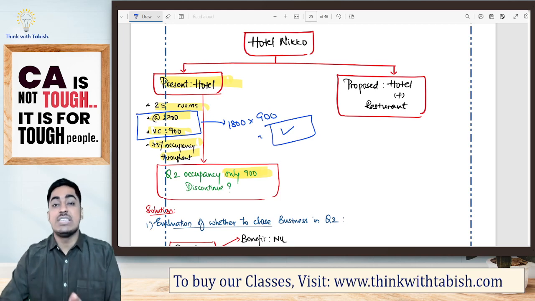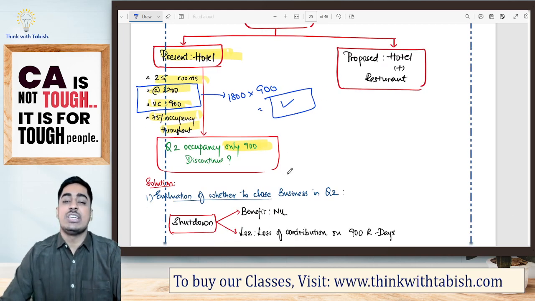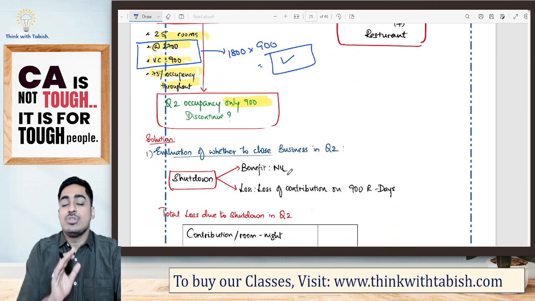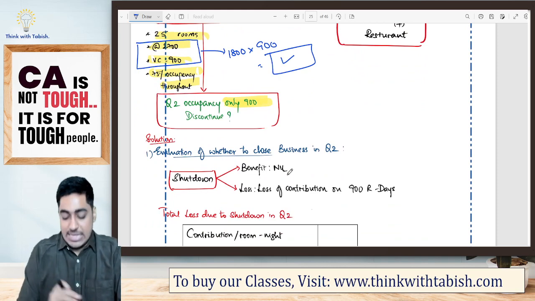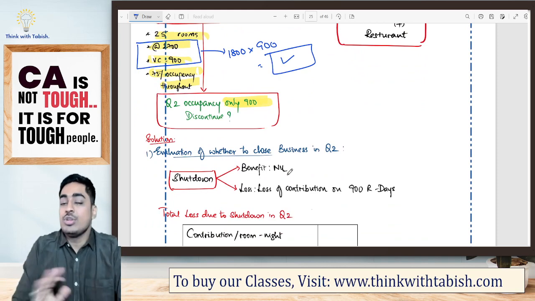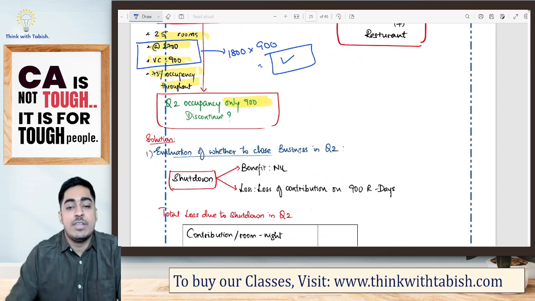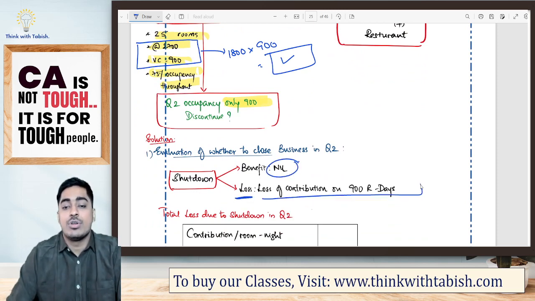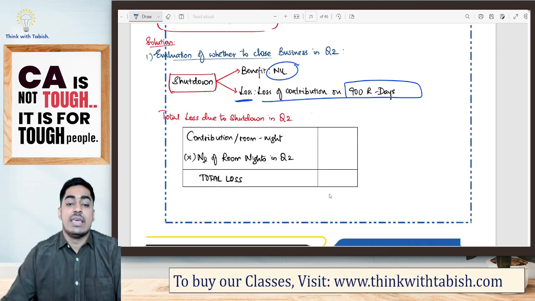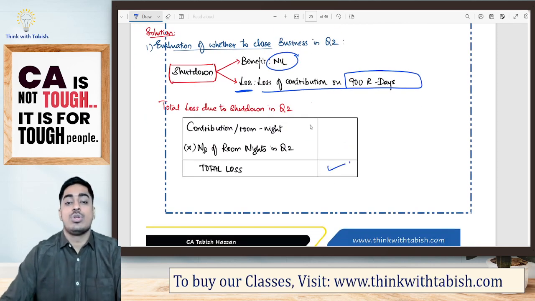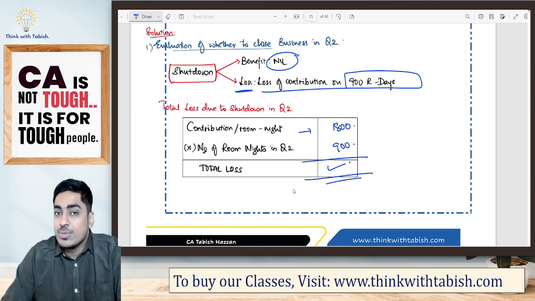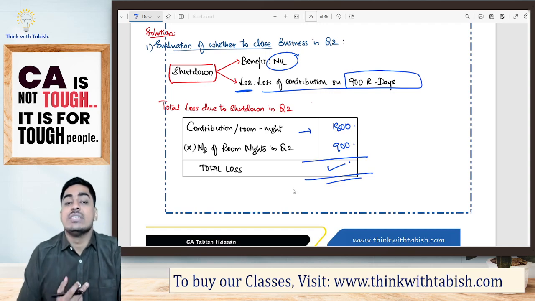If I'm discontinuing, again I'll be having some benefit. Normally, there will be some saving in fixed cost. But here the question is telling us there is no saving in fixed cost. Even if I discontinue, there is not going to be any saving in fixed cost. That means the benefit is going to be nil. But the loss, if I discontinue, I'll be losing the contribution on 900 room days. What will be the total loss, students? For every room day I was getting 1800. This way for 900 room days I have lost the contribution. As against that, there is no other saving as well.